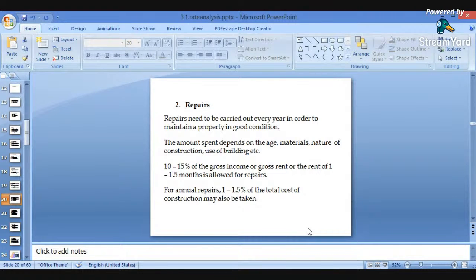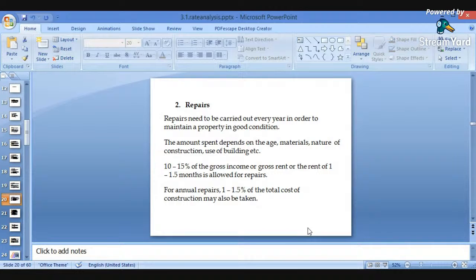So how much will we fix? About 10 to 15% of the gross income, or gross rent, or the rent of 1 to 1.5 months, is allowed for repairs. On a percentage basis, from the gross amount, we can keep aside 10 to 15% for the repair works.